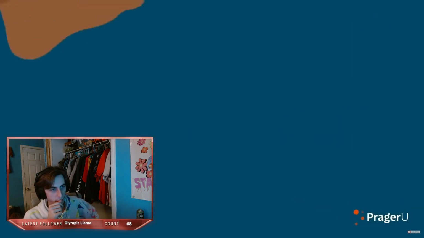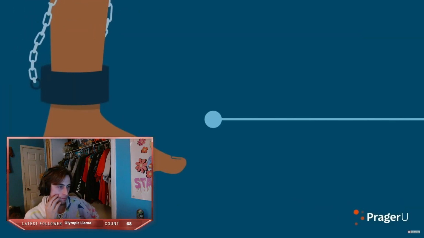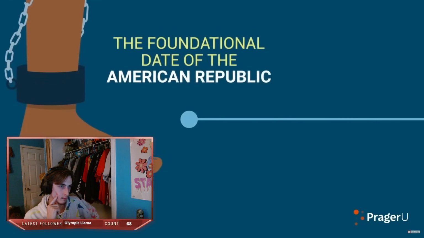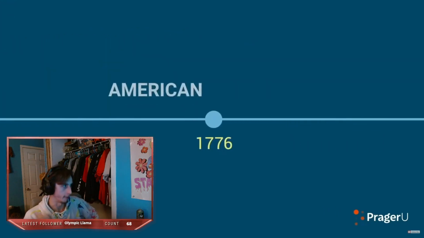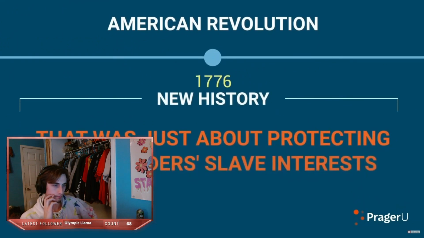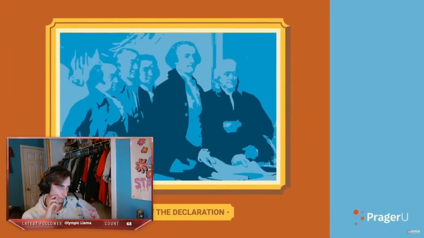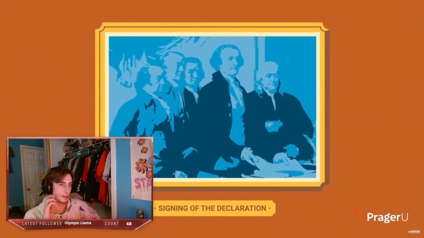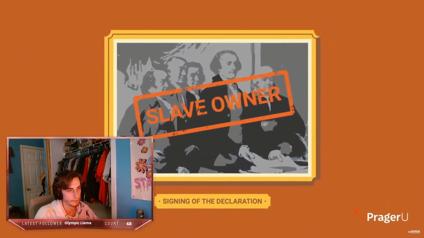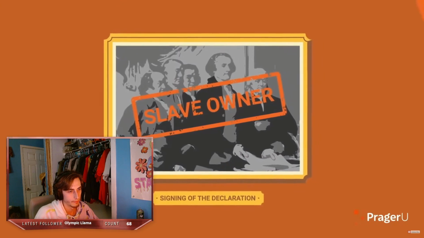Which attempts to make the arrival of the first African slaves into the American colonies the foundational date of the American Republic. Not 1776, not the American Revolution, not the American idea. In the new history, that was just about protecting the founders' slave interests. These men, some of the most remarkable humans who ever lived, are to be understood simply by their attitude towards this one issue.